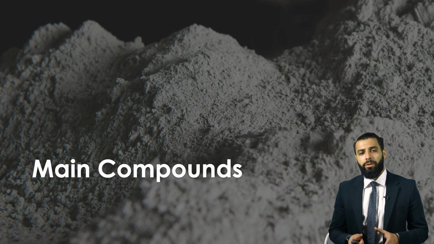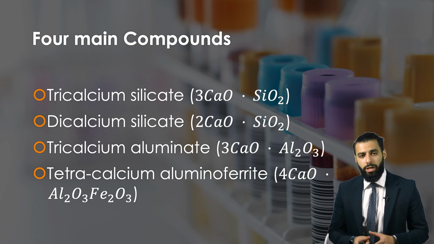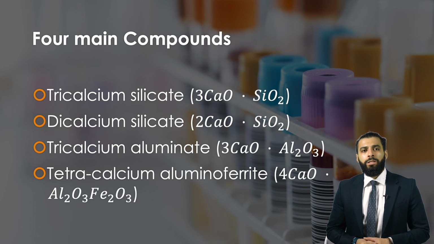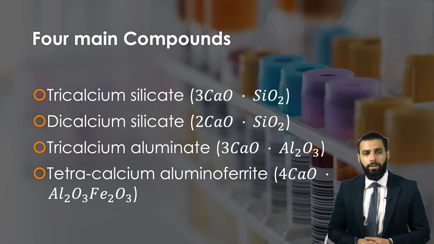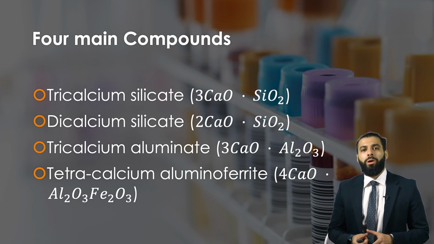The main compounds of cement. There are four main compounds, as you can see on the screen in front of you, and this is their chemical formulae. So the first compound is tricalcium silicate. Second compound is dicalcium silicate. The third compound is tricalcium aluminate. And then finally you have the tetracalcium aluminoferrate.